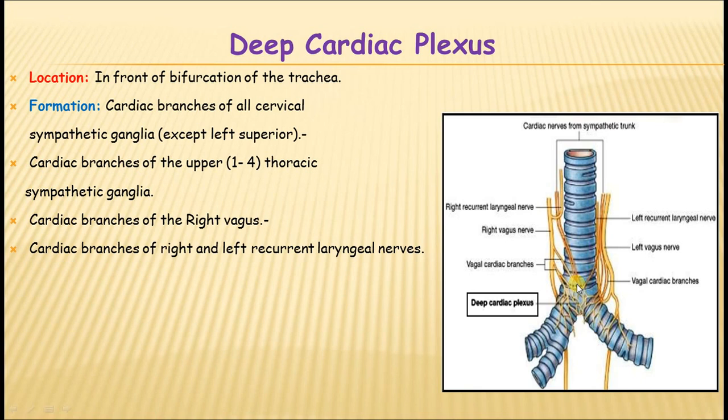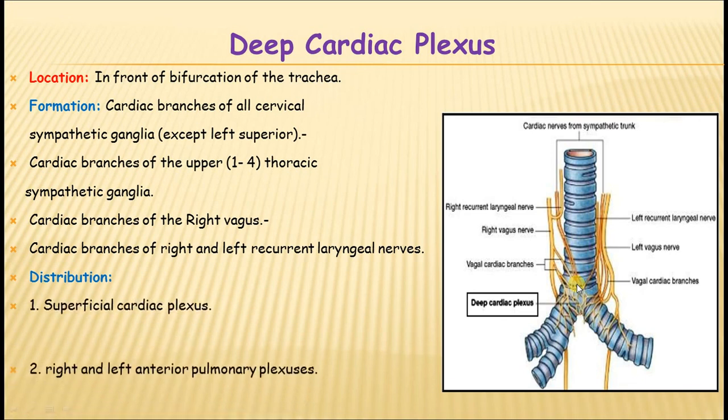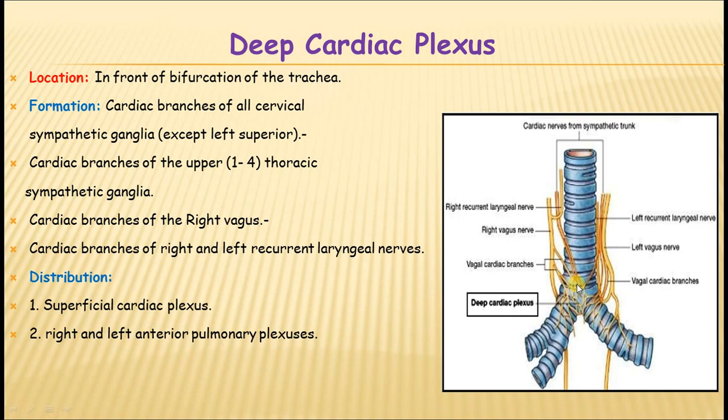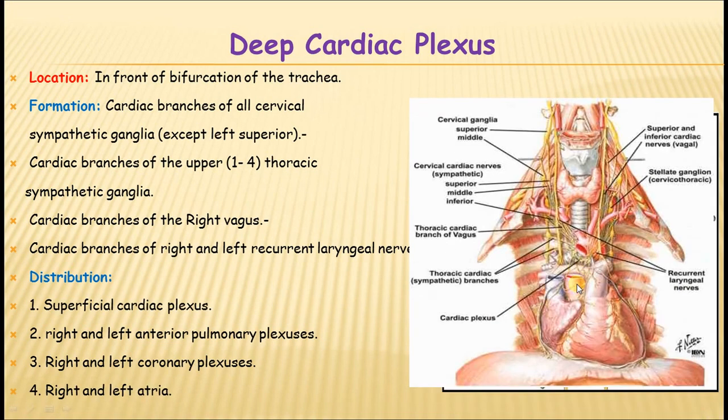The sympathetic component is from the cardiac branches of the upper 4 thoracic sympathetic ganglia, and the cervical cardiac branches from the cervical sympathetic ganglia. So from here it is distributed again to the superficial cardiac plexus and the right and left pulmonary plexus, and also to the right and left coronary plexus. So that is about the superficial cardiac plexus, and then the deep cardiac plexus. And to the left and right atrium also.